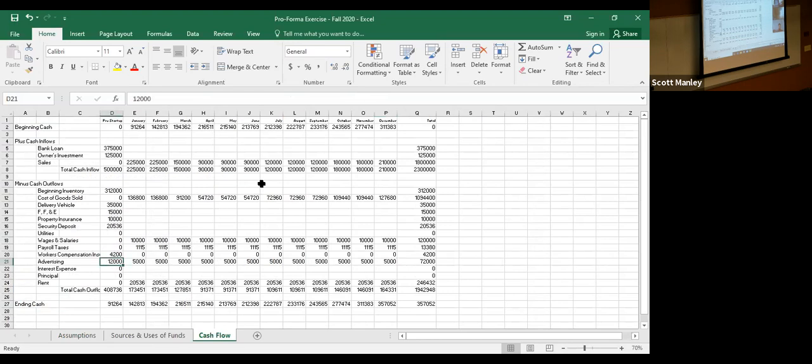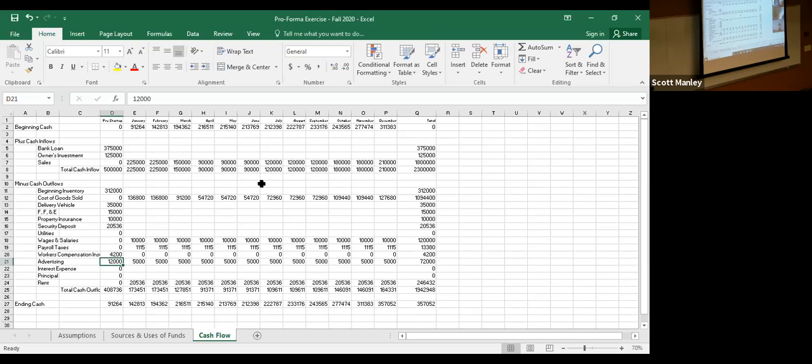So my whole point of this is that the pre-startup column is really just sort of a rehash of your sources and uses of funds, okay? But there may be a couple of other things thrown in, right?